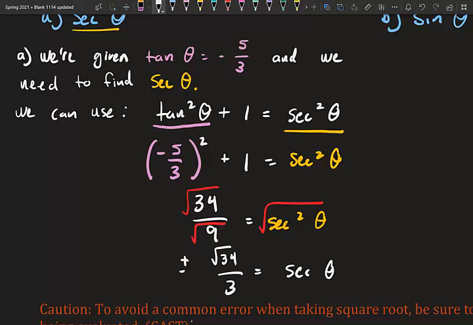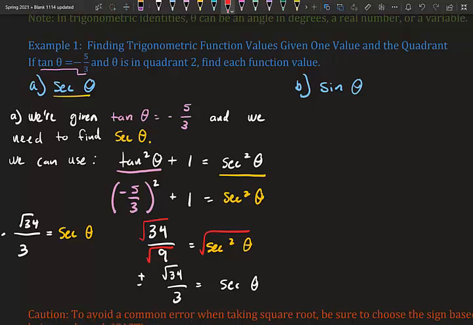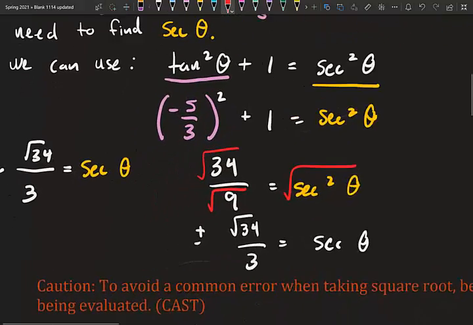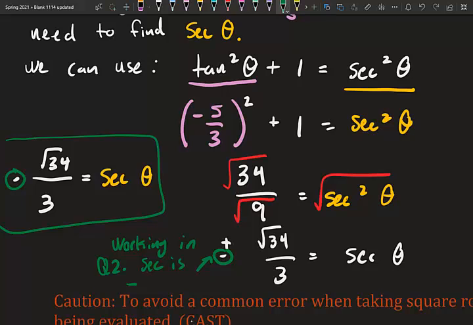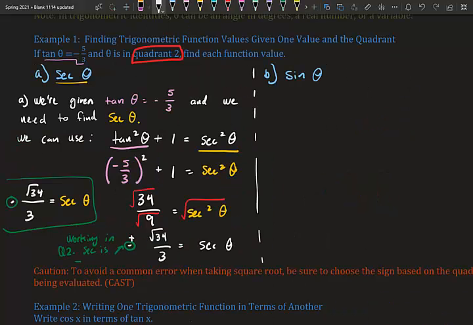Now, is it positive? Is it negative? Which one do we choose? We choose negative, because we're working in quadrant 2. It tells us we're working in quadrant 2. So since we're working in quadrant 2, secant is negative, so we use the negative for our value. That means secant theta is negative square root of 34 over 3. So we found it.